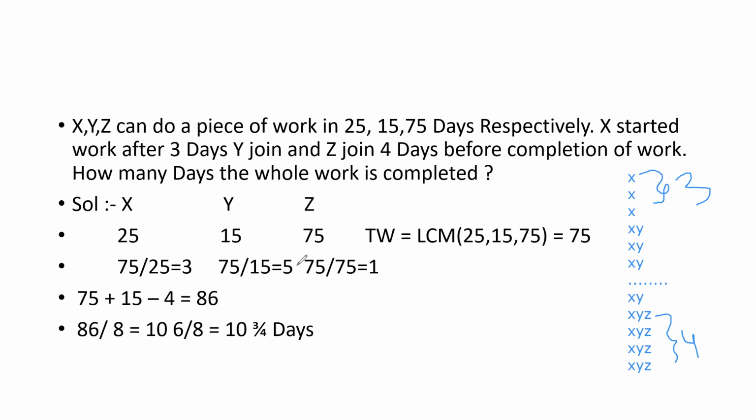Therefore, X and Y. X can do 3 units of work per day, and Y can do 5 units per day. Therefore, X and Y together can do 3 plus 5, 8 units per day. Therefore, total work 86, 86 by 8 equals 10 and 6 by 8, that equals 10 and 3 by 4 days. So this is how we can solve this type of problem.